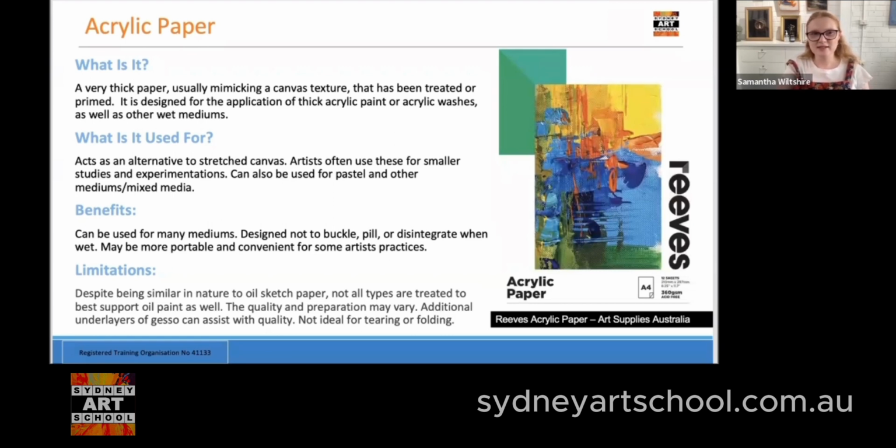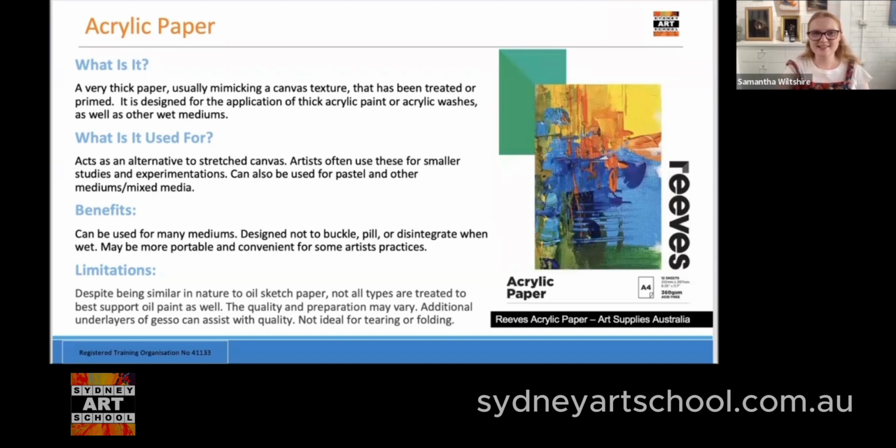The benefit of this material is that, again, it can be used for any medium, really. It is designed not to buckle, pill, or disintegrate when wet, and it may be a more portable choice for some artists' practice than taking canvas around with you.